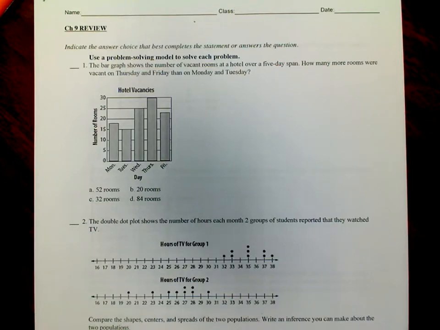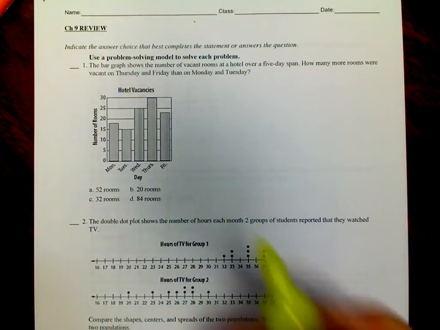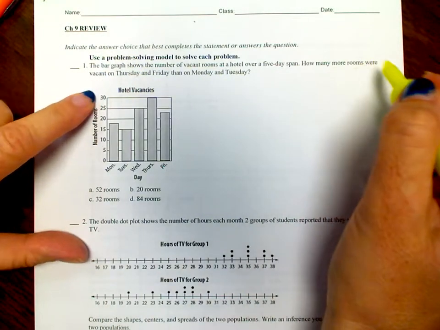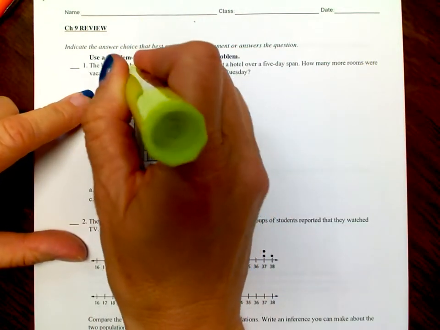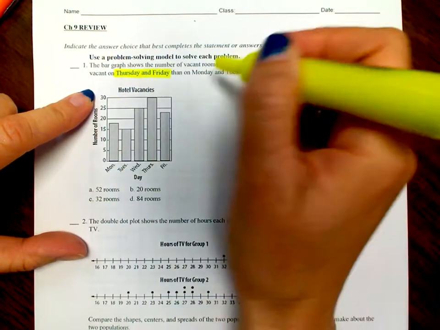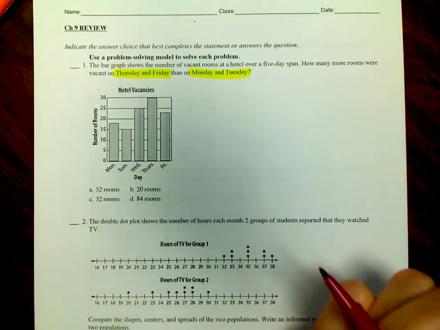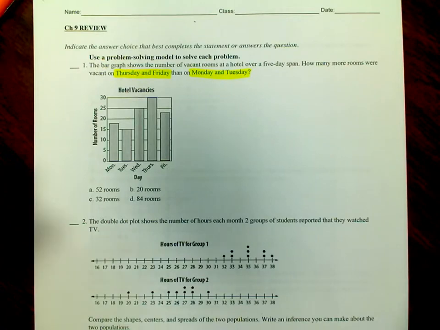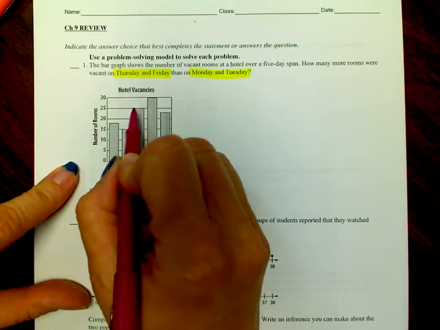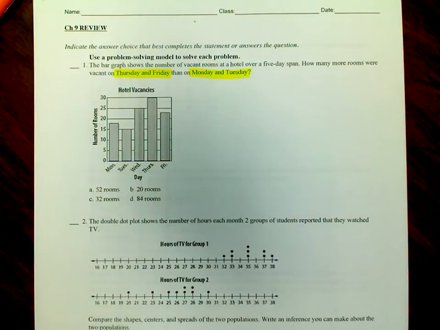Okay, look at the wording in the problem. How many more rooms were vacant on Thursday and Friday than on Monday and Tuesday? So you have to find out how many rooms were vacant on Thursday and how many rooms were vacant on Friday. So I would suggest anytime that you have a graph, a chart, a table, that you put the total on top of the bars.